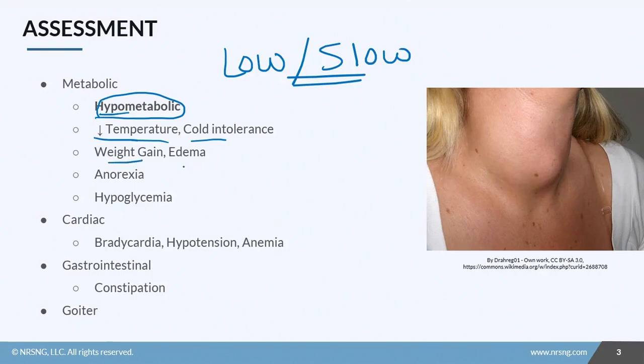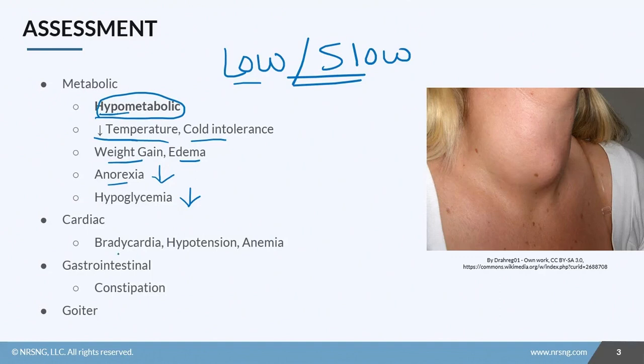They could see some peripheral edema. Their appetite's going to be very low. Okay, so they're going to see some anorexia, and even their blood sugar can be really low because the body is struggling to metabolize and break down the glycogen. So you end up with not enough blood sugar.